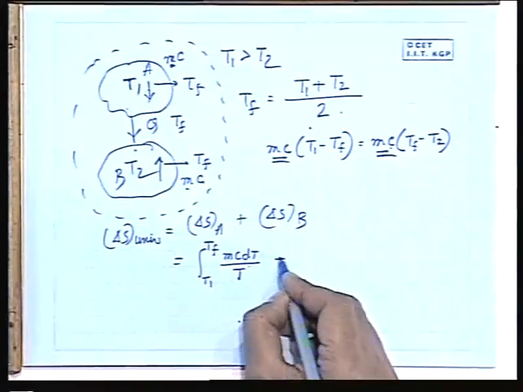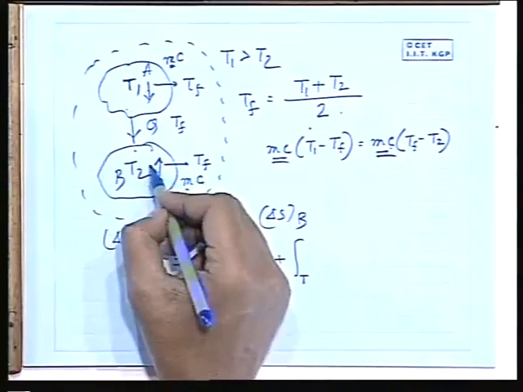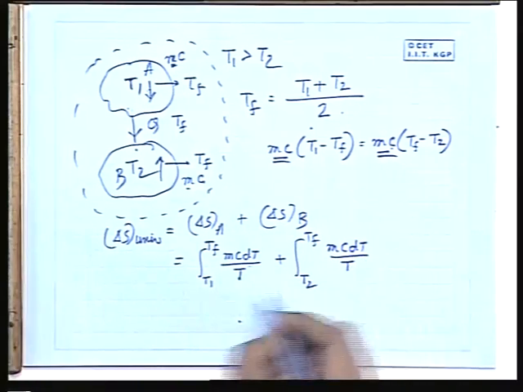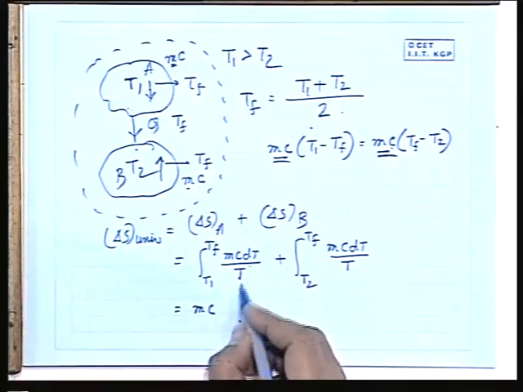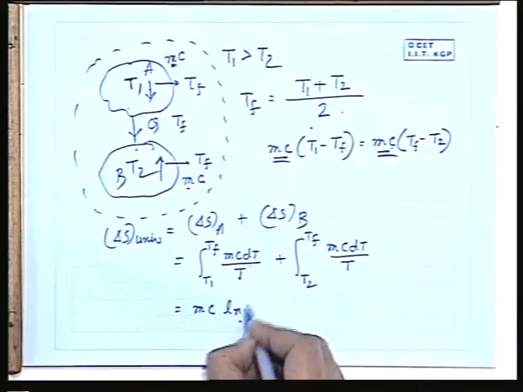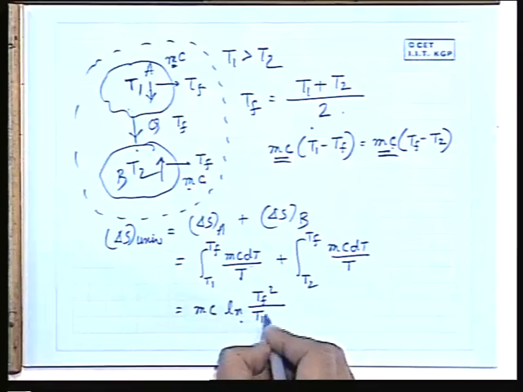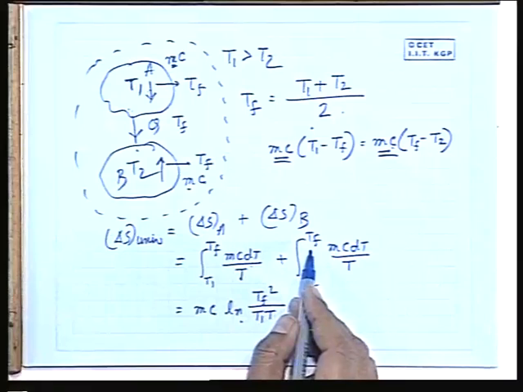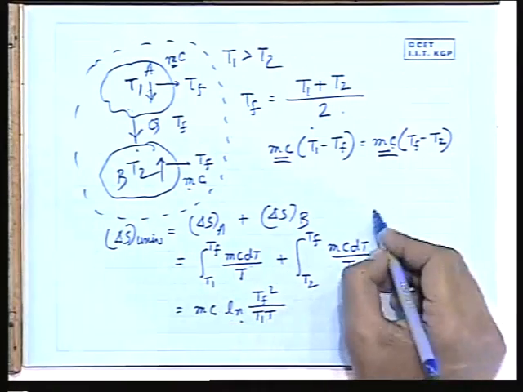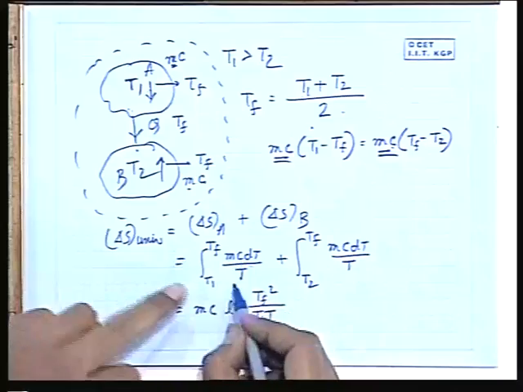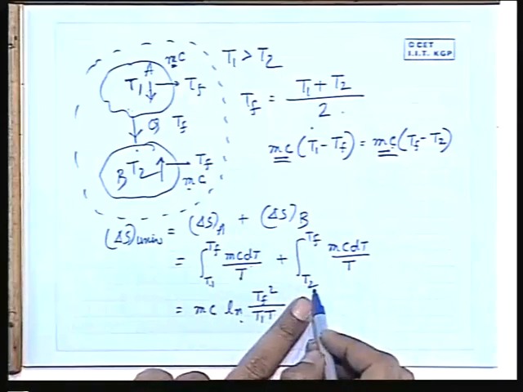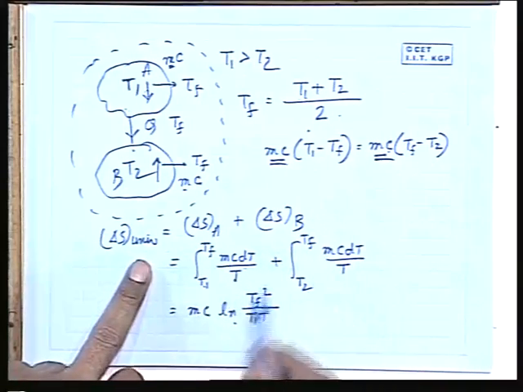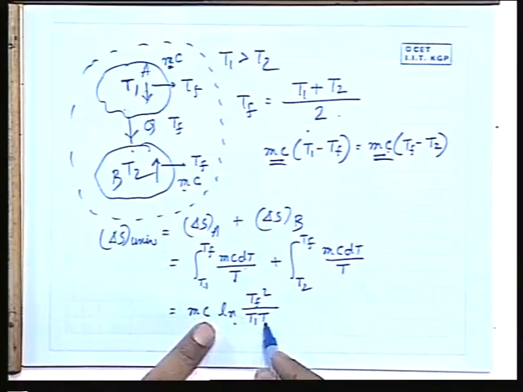So m c dT, that is the question. Then this will be from T2 to Tf, m c dT by T. So what do we get? m c ln Tf by T1, and for the other, m c ln Tf by T2. So this is ln Tf by T1 plus ln Tf by T2, m c is common, constant, so ln of this into this, that means Tf square by T1 T2.